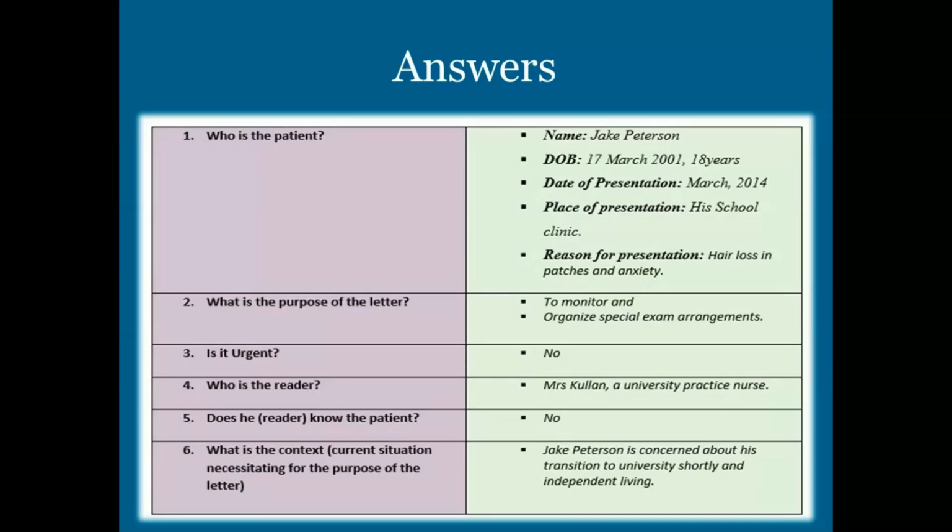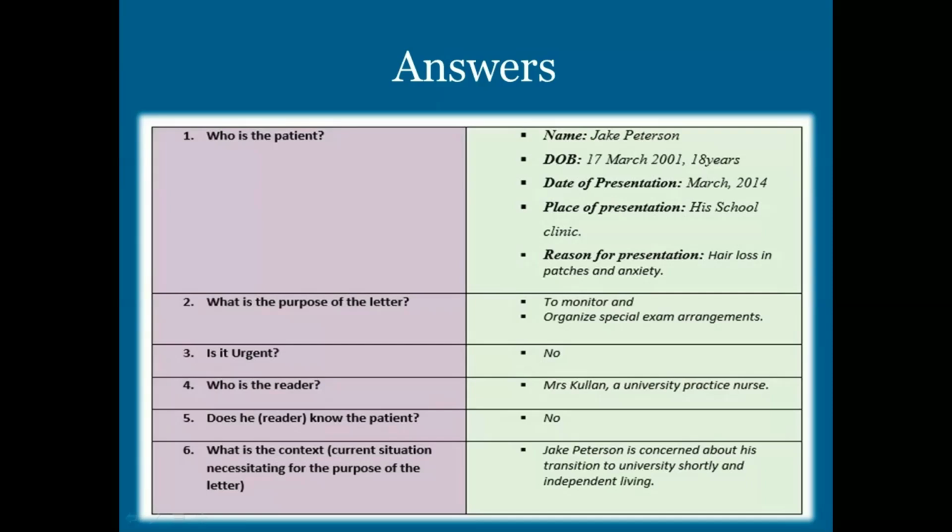The purpose of the letter is to monitor and organize special exam arrangements. Is it urgent? No, there was no evidence in the case notes that shows it's urgent, so it is no. Who is the reader? Mrs. Conlan, a university practice nurse. Does the reader know the patient? No, she is seeing him for the first time. What is the context? Jake Peterson is concerned about his transition to university shortly and independent living. So I can combine who the patient is, the context and the purpose of the letter to write a two-sentence introduction.